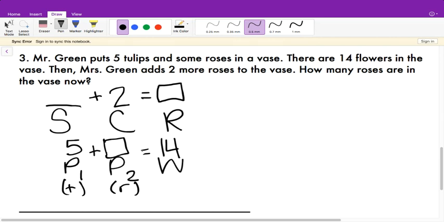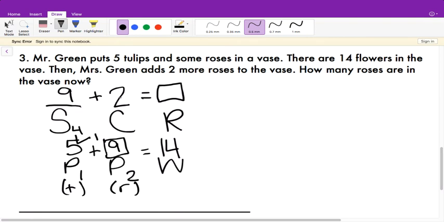So what we can do, we can solve this in many different ways. I'm going to subtract by making a 10. So 14 is 10 and 4. So first I'm going to subtract 4 from 14. And if I subtract 4, since 5 is 4 and 1, I only need to subtract 1 more from 10. So 10 then minus 1 equals 9. Okay, now I can go plug this in for the number of roses that we started with. So I'm going to put 9 up here for our start.